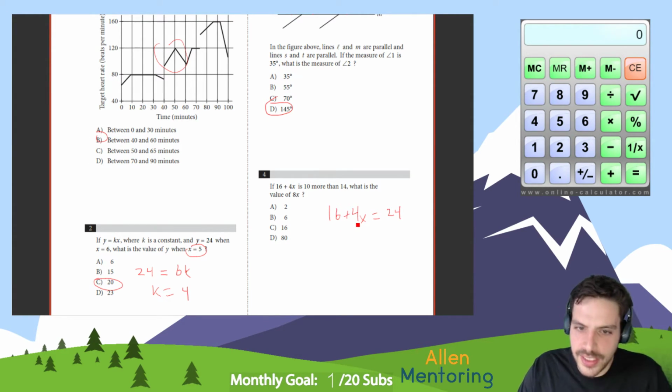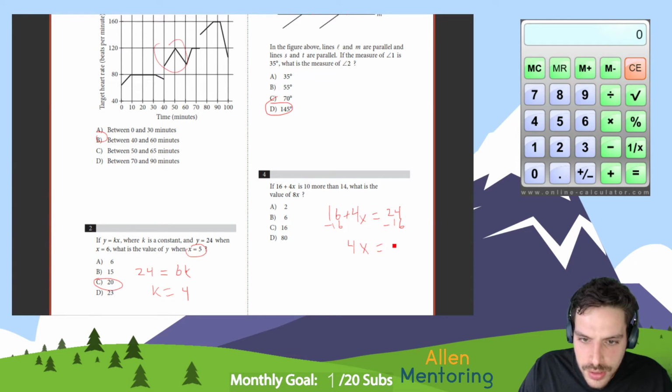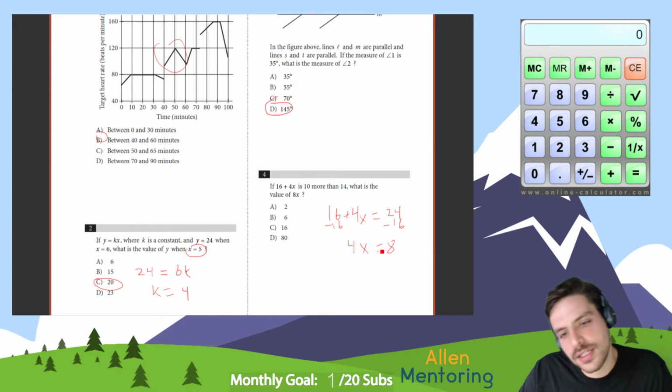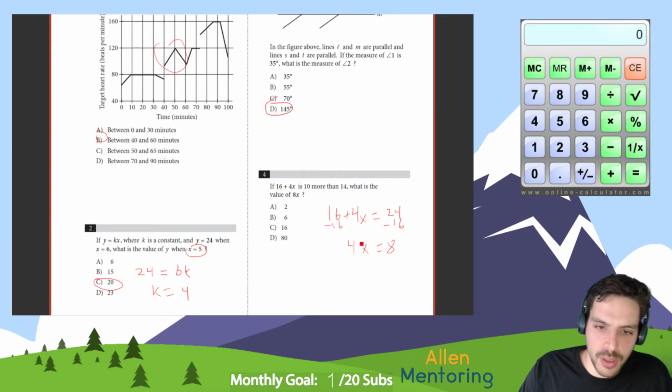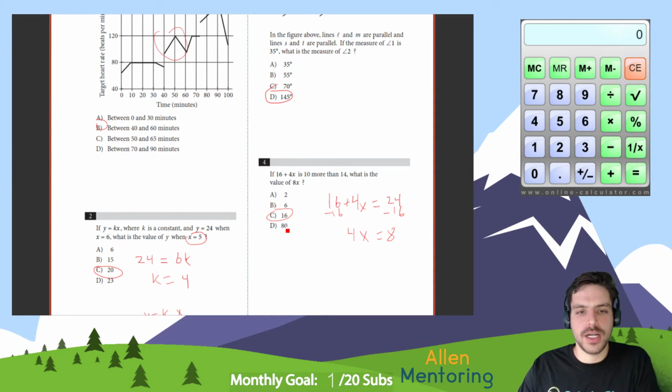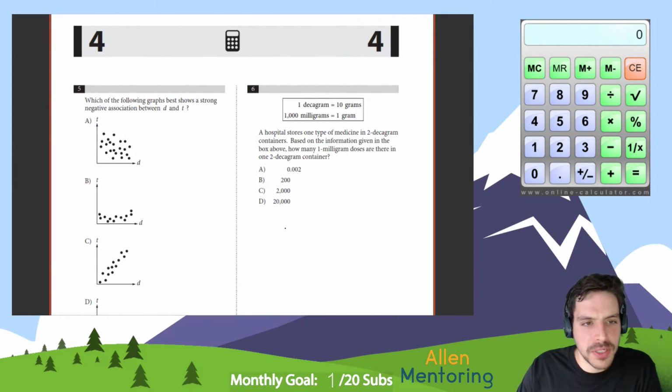Well, let's isolate 4x here. So we could subtract 16 from both sides. 4x is equal to 8. And so if 4x is equal to 8, what is 8x equal to? So we could just double both sides, and we see that 8x is equal to 16. Very nice.